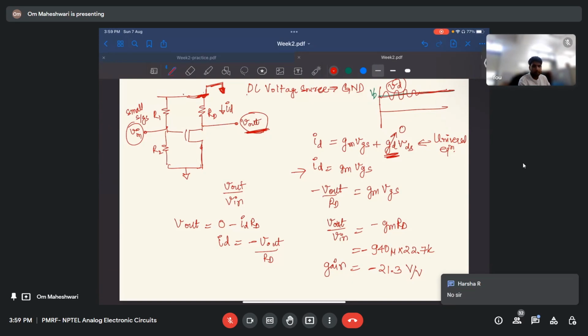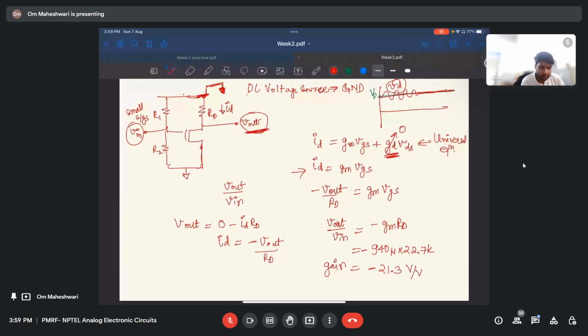If there is 1 volt, then it will be multiplied with 21.3, so we will get an output of 21.3 volts. Actually, with a small signal, if it's 5 volts at the input, it gets saturated.